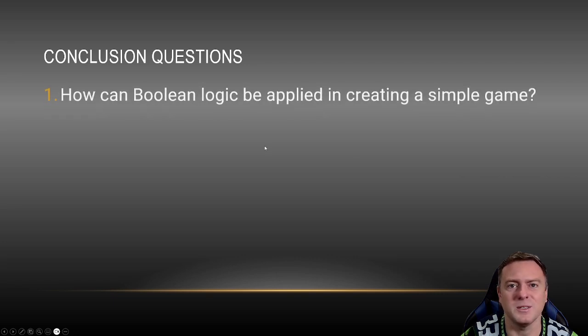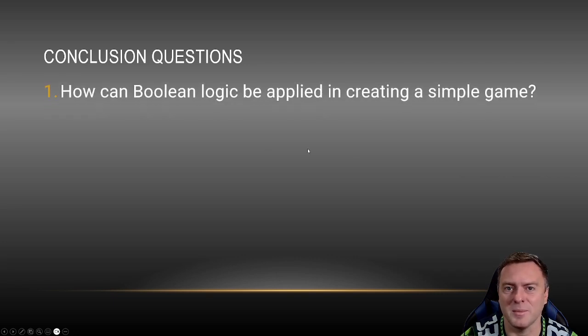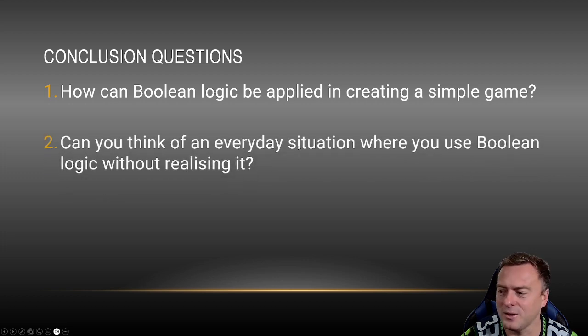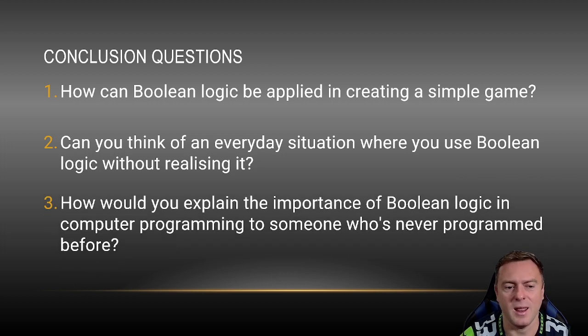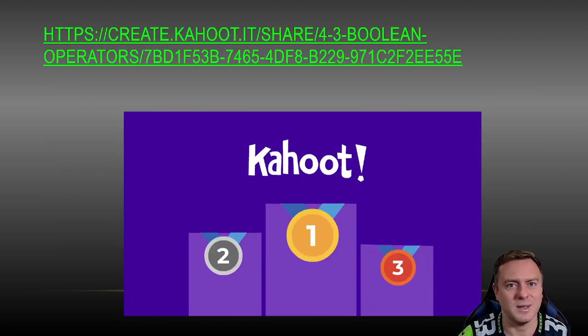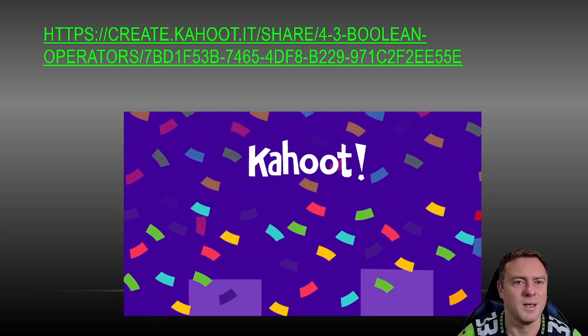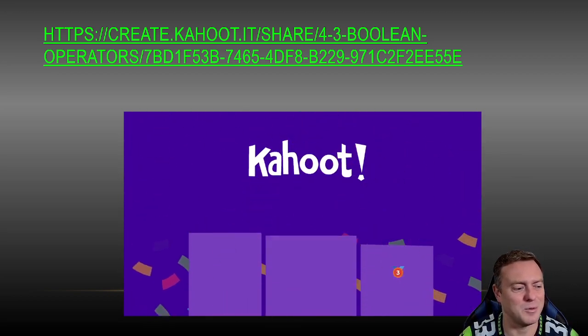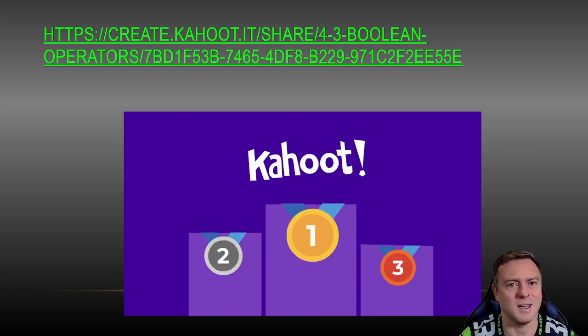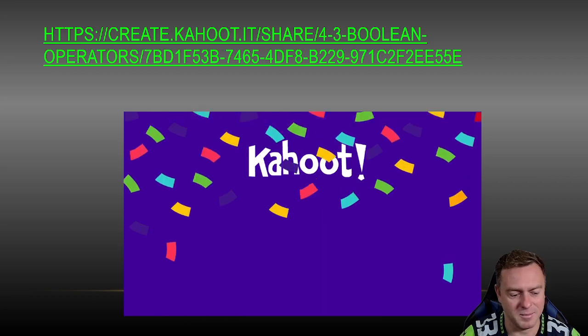So some conclusion questions. Think about how Boolean logic can be applied to make a simple game. You will need to know this later down the track. Can you think of everyday situations where Boolean is being used but you don't really realize it? And how would you explain the importance of Boolean logic in a computer program to someone that's never programmed before? Now there is a Kahoot online that you can play. Super useful to sort of practice the skills that we've covered today. There is a lot. This is probably one of the more intense lessons, but once you've done this, the skill set that you get by using and or is irreplaceable.